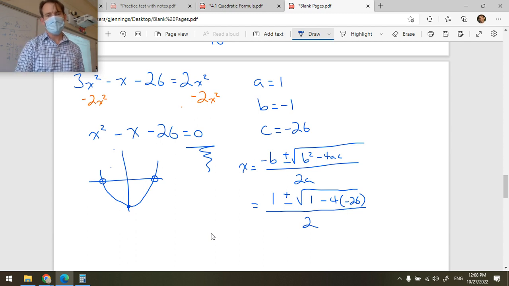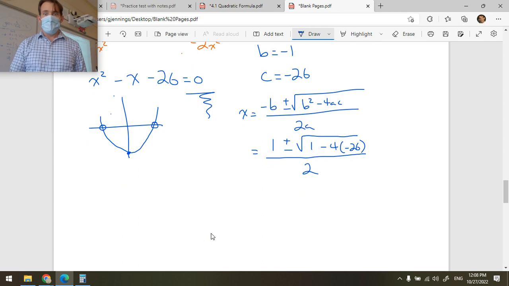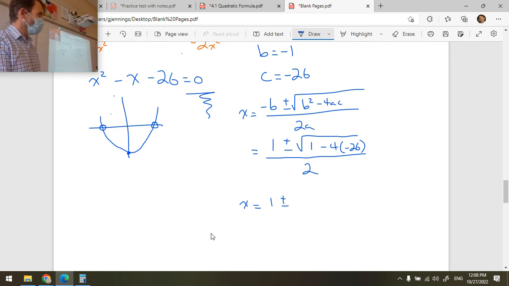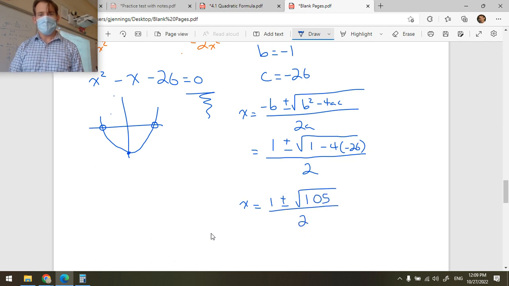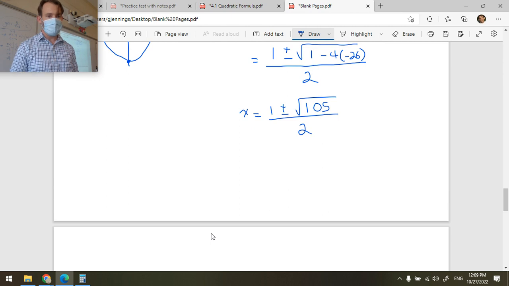Multiply by 1. I'm not going to write those multiply by 1s because it doesn't change anything. So x is equal to 1 plus or minus the square root of... negative 4 times negative 26 happens to be 104. Positive 104. Not checking on a calculator, don't need to. It's true. And then I'm going to add 1 to it, because it's going to be 1 plus 104. So this is the square root of 105 divided by 2. Now, square root of 105, my goodness, that's like 5 times 21. That doesn't factor at all.